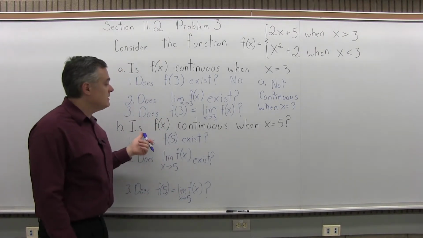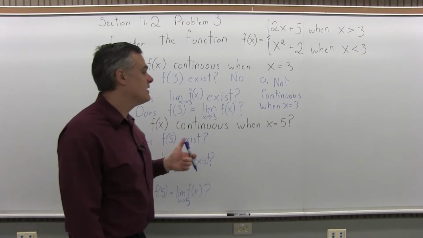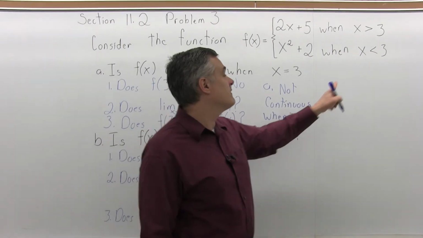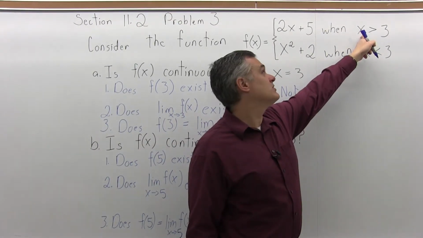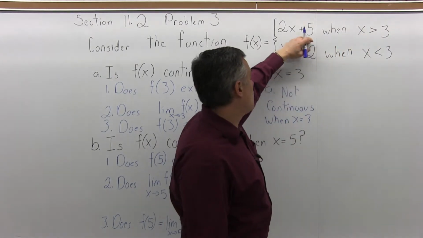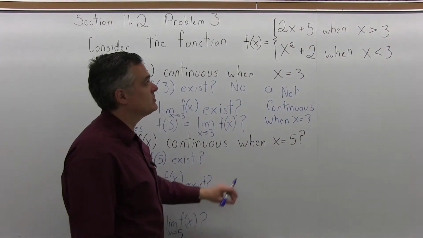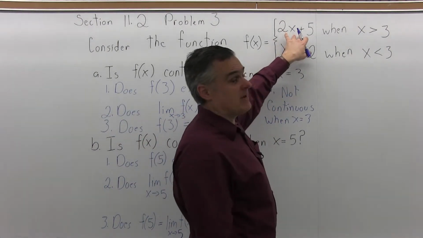Now, B: is f of x continuous when x is 5? It winds up being continuous. Since x is 5, the input is strictly bigger than 3, like the previous question. I can answer all three parts of my "is this function continuous at this point" question using only the top branch of my function. Can I put in a 5 and find an answer?